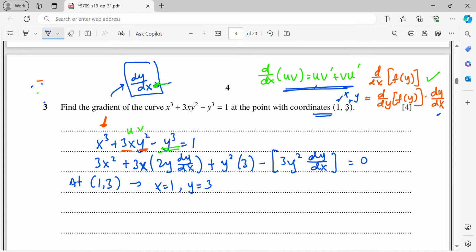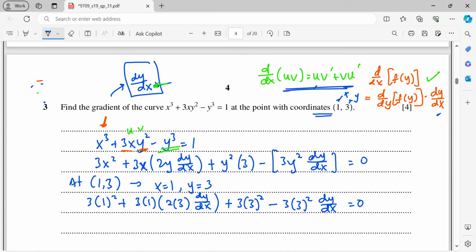Okay, then from here, just replace 3 times 1 squared plus 3 times 1, then 2 times 3, because the y is 3, dy/dx, plus 3y squared, so 3y squared minus again 3y squared dy/dx equals 0. Okay, so from here I will be getting 3 plus.